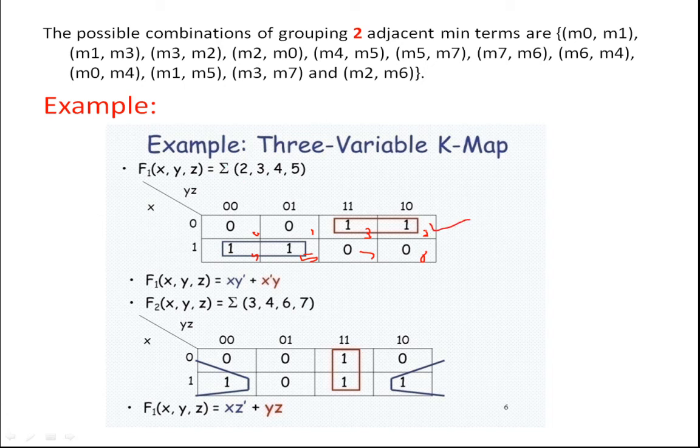Here you can see 2 is present, so in cell number 2 we have put 1. 3 is present, in cell number 3 we have put 1. 4 is present, in cell number 4 we have put 1. And 5 is present, we have put 1. So the missing terms are 0, 1, 6 and 7. As these terms are not present in this expression, I'm going to put them as 0.